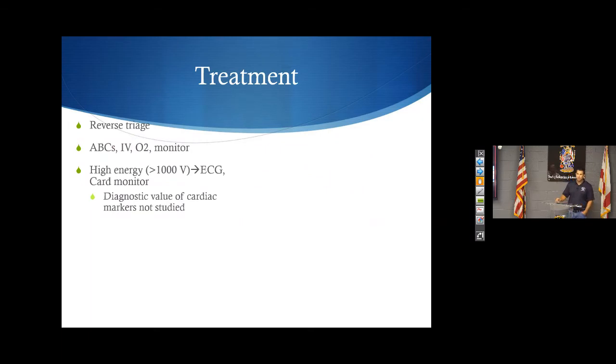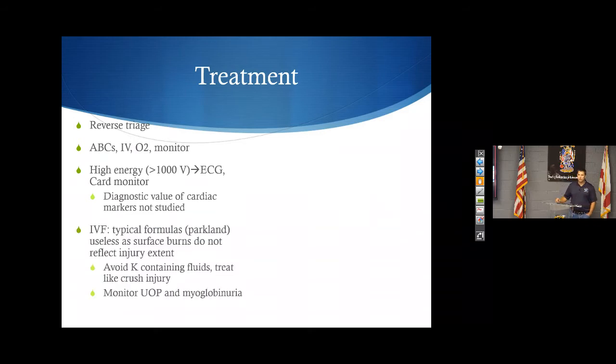The diagnostic value of cardiac markers is really not studied. IV fluids, right? Most folks say to try to use the Parkland formula. What you need to know, though, is that, again, the external injuries are not indicative of internal injuries. So with the Parkland formula and resuscitation fluids, there's really not a good way to calculate what these folks may need. We're really just going to be looking at hourly urinary output.